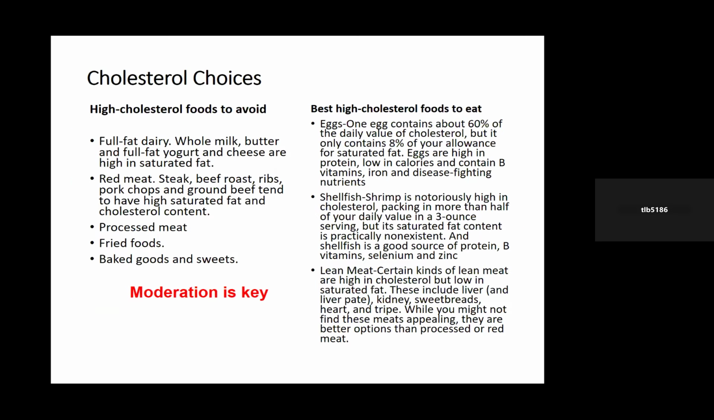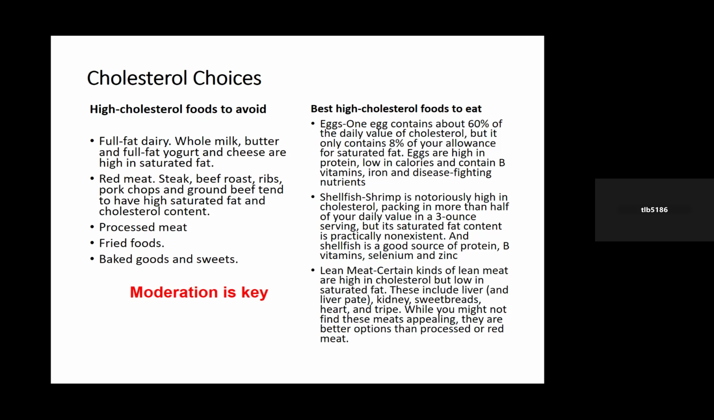So when we're choosing our cholesterol, we want to avoid foods that are full dairy, like whole milk, butter, full fat yogurts, cheese, and things that are soft cheeses. The more fat in a cheese, the softer the cheese is. So that makes you think about things like Velveeta and American cheese. Those contain more fat than you would find in a sharp cheddar or a mozzarella or even a Parmesan.